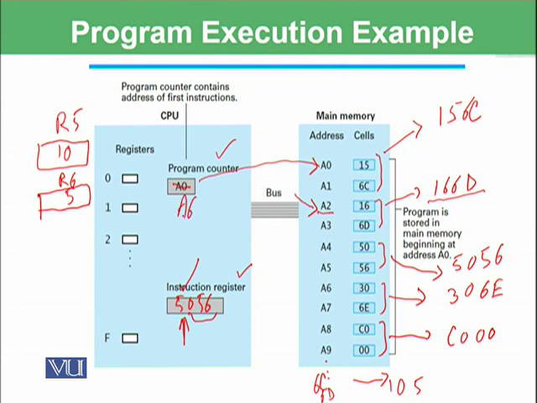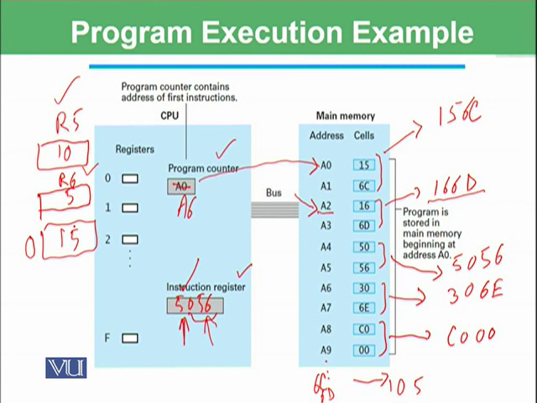5056 means 5 is meaning that you need to add. What to add? 5, 6. 5 and 6 are register numbers within the CPU, register number 5 and 6. It is saying add the content of register number 5 with the content of register number 6 and store it in another register, that is known as 0. So 10 plus 5, 15, will be stored in register number 0 that is available in the CPU.